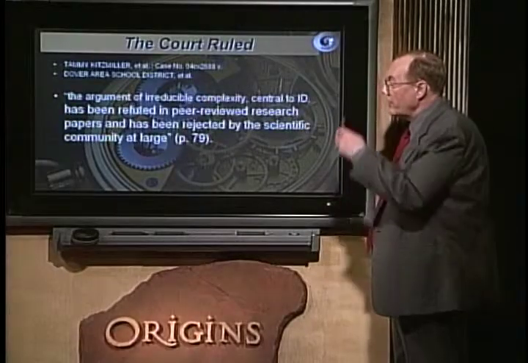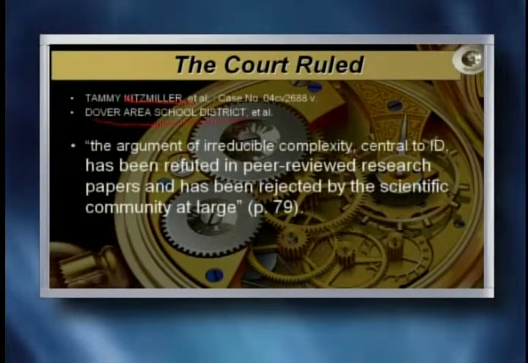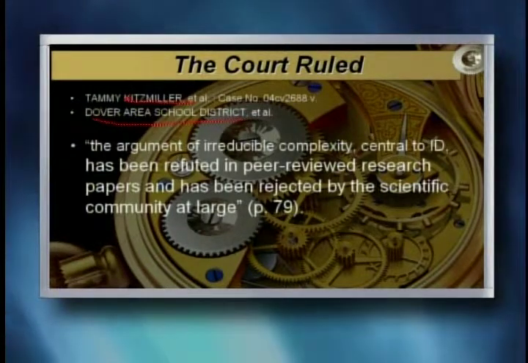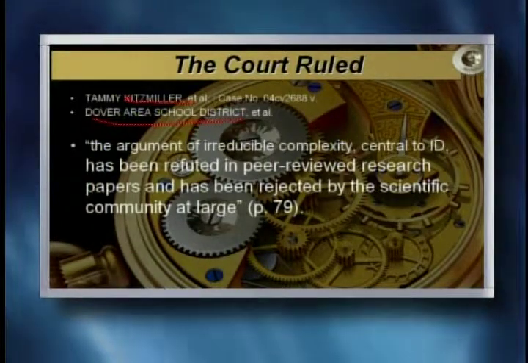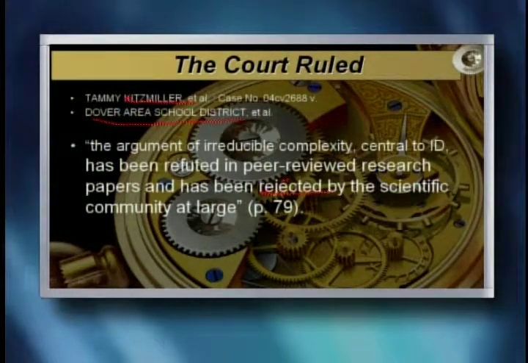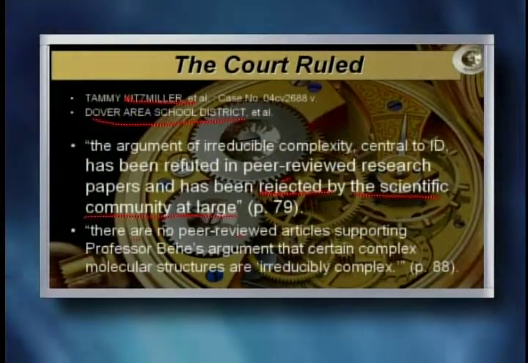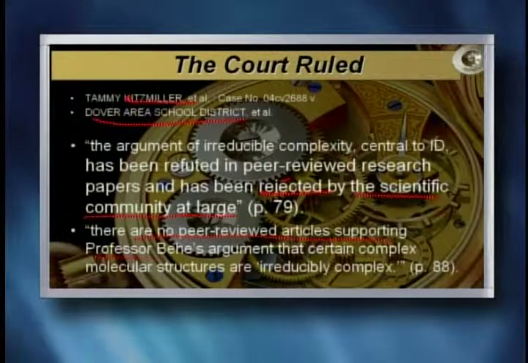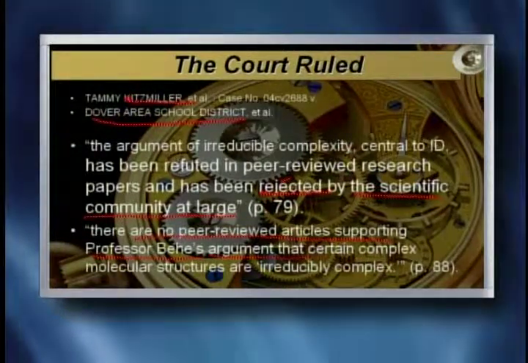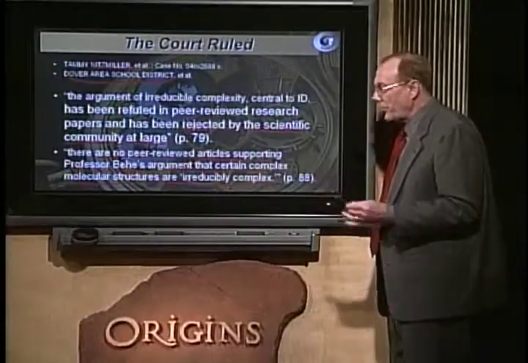All right. Okay, the court ruled, and this is a case in Pennsylvania, the Kitzmiller case, Dover Area School District, and the judge ruled, and I'll quote him, "The argument of irreducible complexity central to ID, intelligent design, has been refuted in peer-reviewed research papers and has been rejected by the scientific community at large." All right. That's what he ruled. He said there are no peer-reviewed articles supporting Professor Michael Behe of Lehigh University's argument that certain complex molecular structures are irreducibly complex. But if you think about the material I presented, this is absolutely ludicrous.